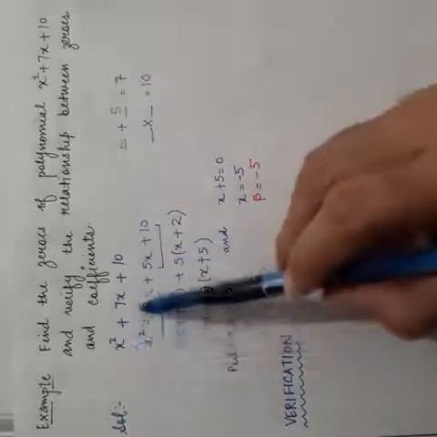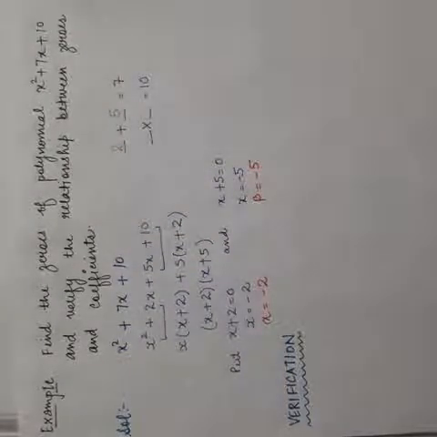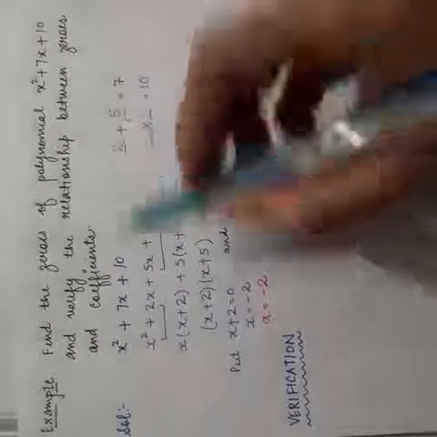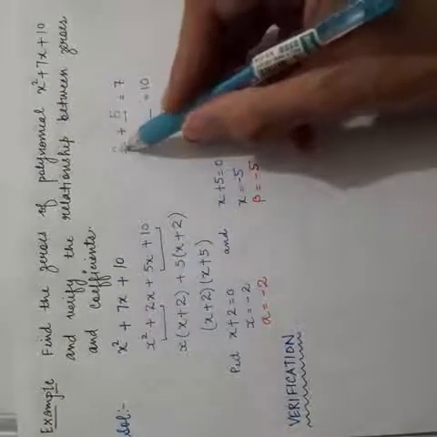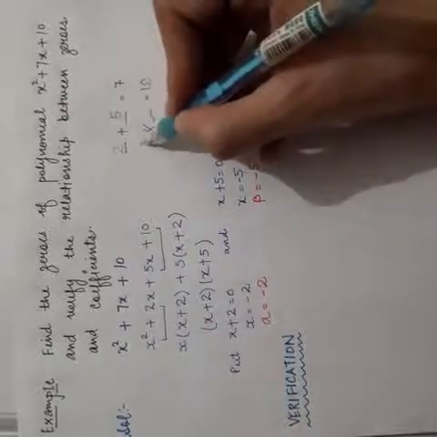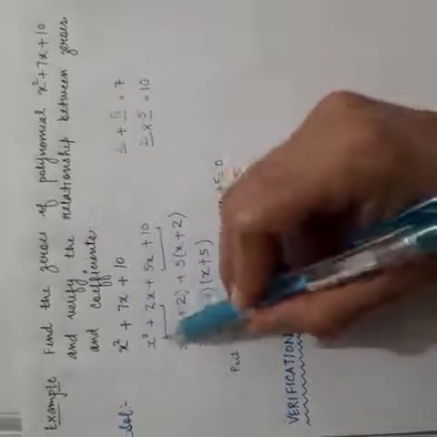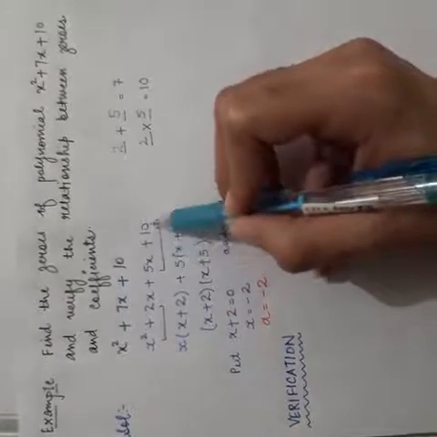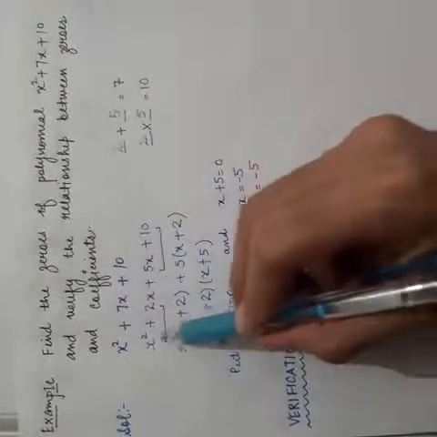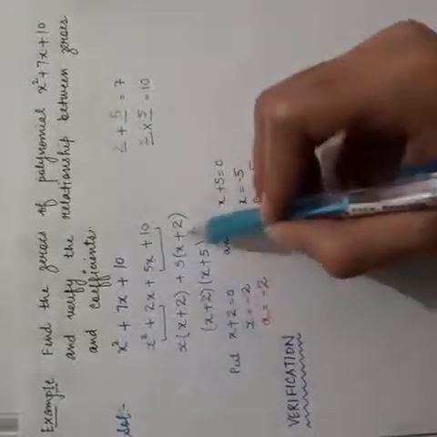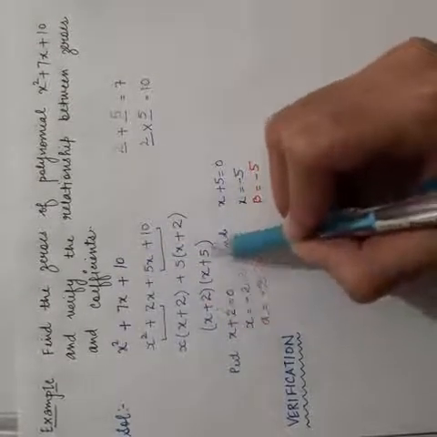Now herein I want to split this 7x. The middle term is 7x, so I need to split it. For this, I want to find two numbers whose sum is 7 and whose product is 10. So by using hit and trial, I can say 2 plus 5 will give me 7 and 2 into 5 will give me 10. So I can write this polynomial as x square plus 2x plus 5x plus 10. Just see here, I have split this middle term into two parts. Now we'll do the pairing and then we'll take terms common. After taking common, we get two factors of this polynomial, which are x plus 2 and x plus 5.